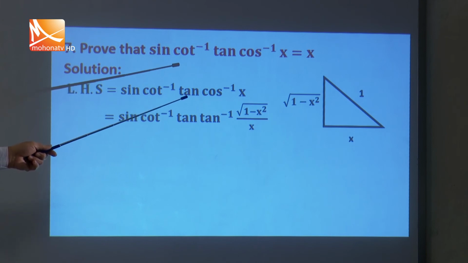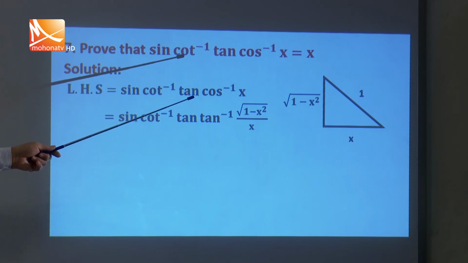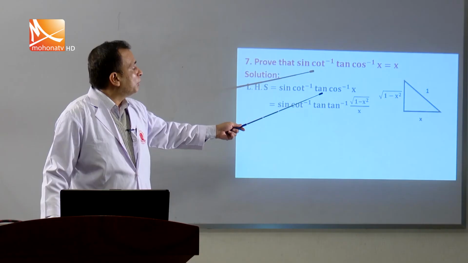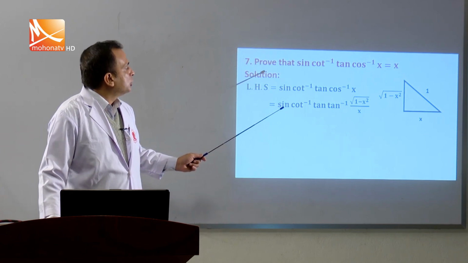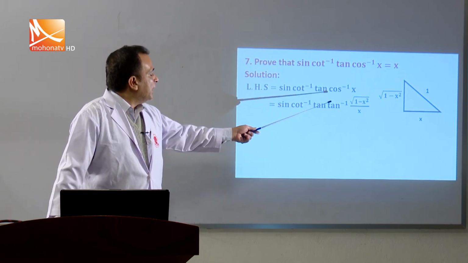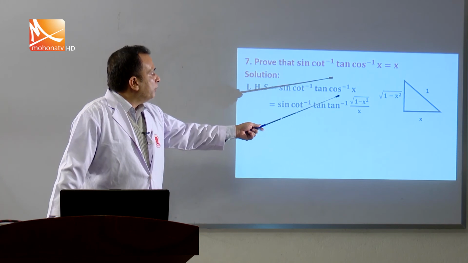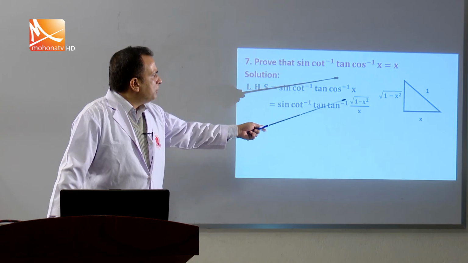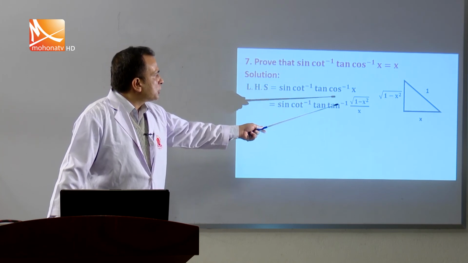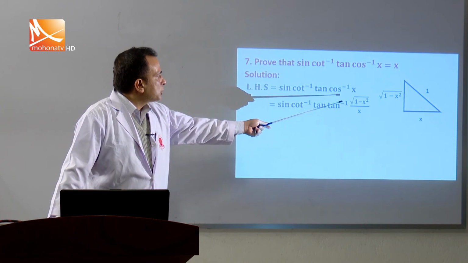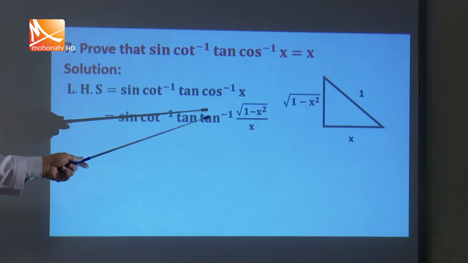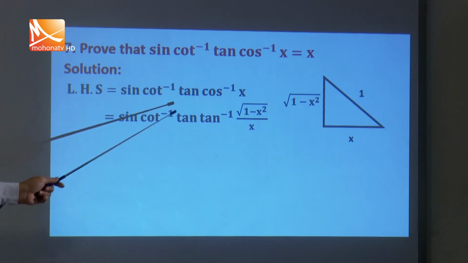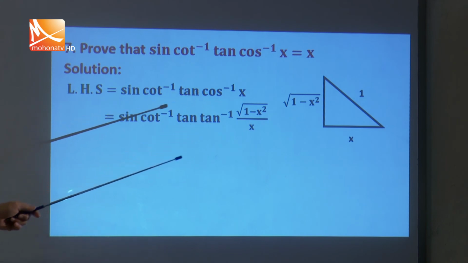Opposite equals square root of hypotenuse square minus adjacent square. That is square root of 1 minus x square, since adjacent is x. So tan theta equals root of 1 minus x square by x, since the ratio of tan theta is opposite by adjacent. So theta equals tan inverse of root 1 minus x square by x. That's why you have written sin cot inverse tan inverse root 1 minus x square by x.